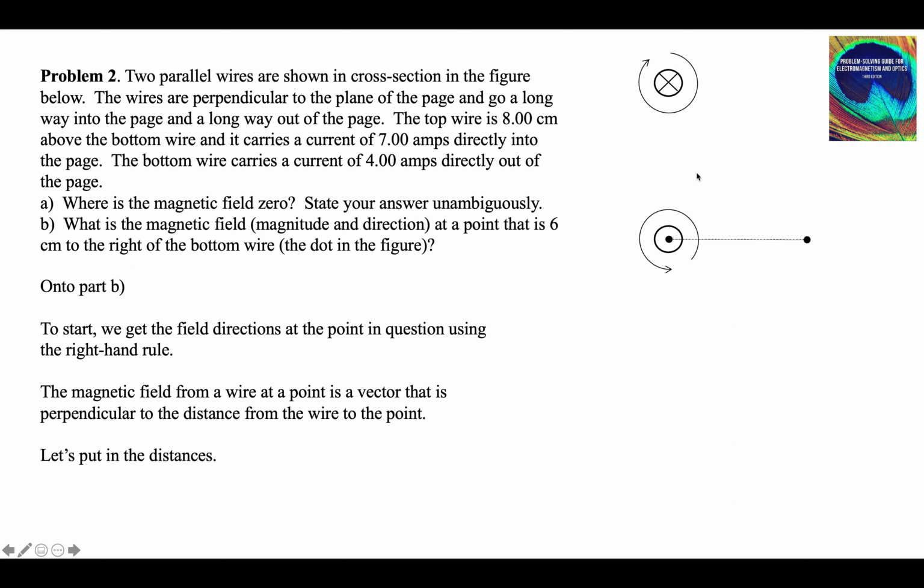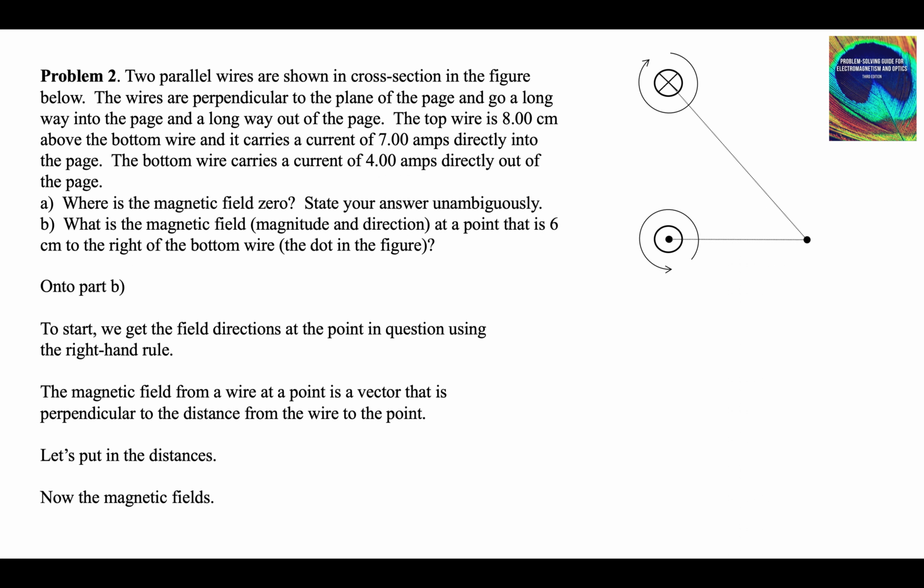We can imagine a bunch of concentric circles going around, and when it gets here, it's going straight up. We know that the field is perpendicular to the distance. It's either straight up or straight down, depending on the direction of the current. If we use the right-hand rule, we see it's straight up. This guy, let's put in this distance. So the magnetic field produced by this wire is either in this direction or that direction, based on the direction of the current. All right, so we got the distances.